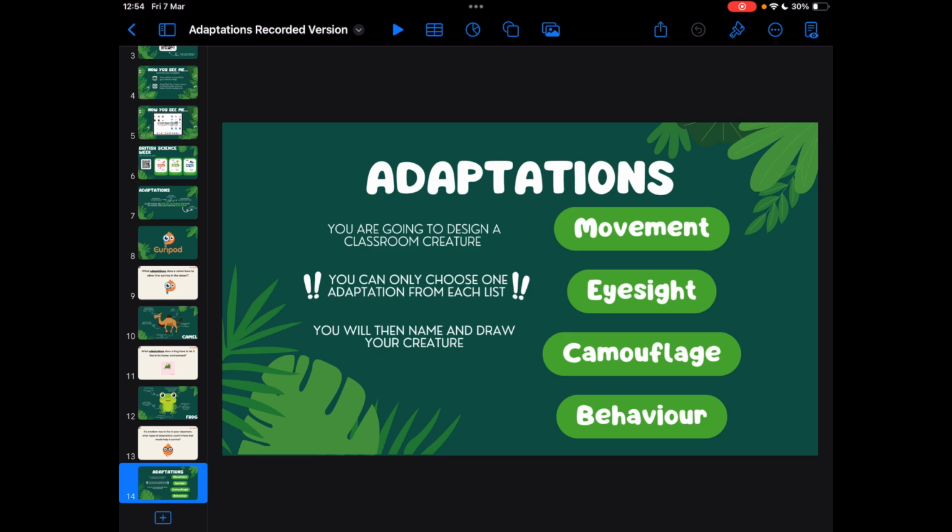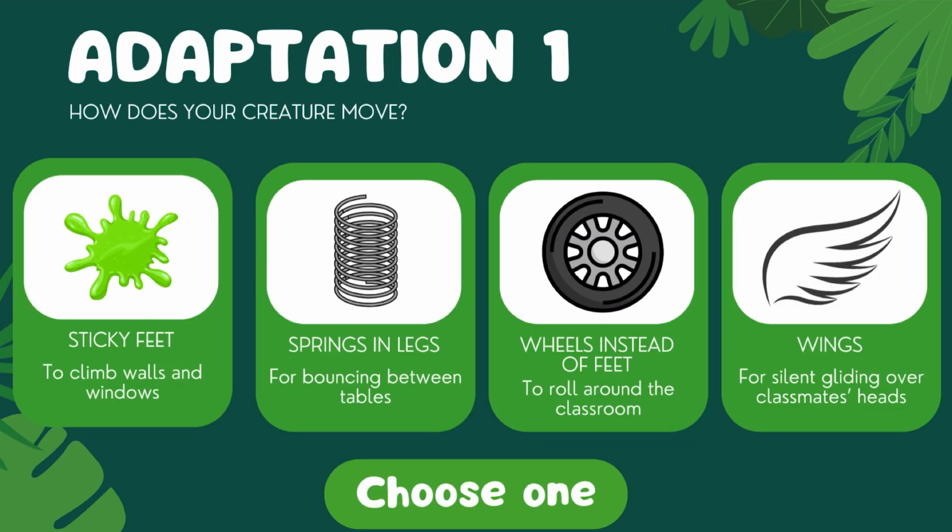So the first thing that you need to do is you need to decide, how is your creature going to move? Are they going to have sticky feet that let them climb walls and windows? Instead, are they going to have springs in their legs for bounding between tables? Will they have wheels instead of feet to roll around the classroom? Or do you want your creatures to have wings to silently glide over your classmates' heads?